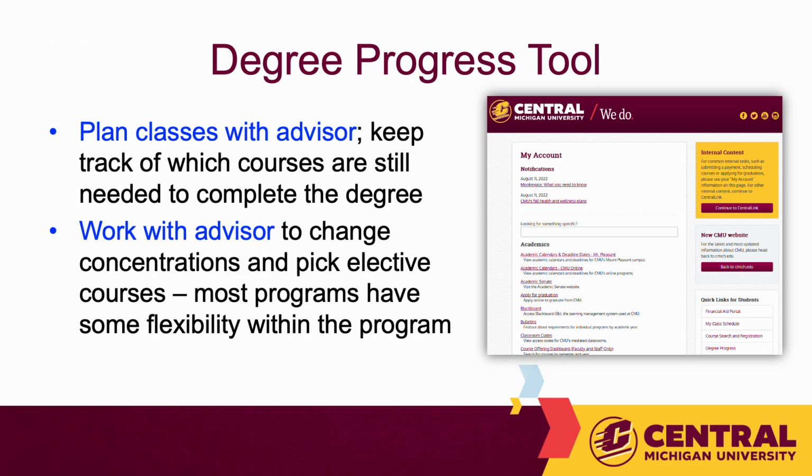We'd like to get you familiar with something called Degree Progress. This is a really helpful tool for planning classes with your advisor. You can see in our screenshot here where you can find the Degree Progress link. As you take classes, they will be populated in Degree Progress, and it will also indicate which classes you still need to take and finish in order to complete that degree. So each semester you want to work with your advisor to pick those courses.